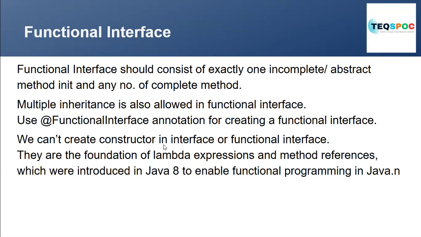We cannot create a constructor in an interface or functional interface both. They are the foundation. With the introduction of functional interface, we can use a lambda expression and method reference inside a functional interface, which were introduced in Java 8 that enable the functional programming language inside Java. Because with the help of lambda expression, we can access the static or non-static variable without creating an object.